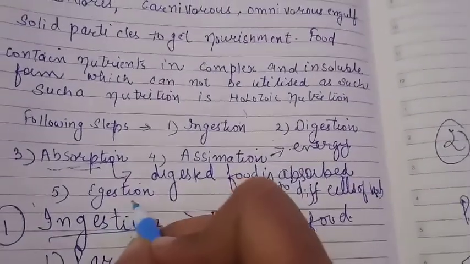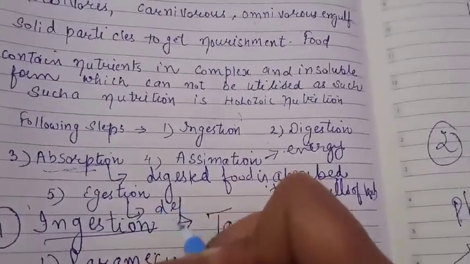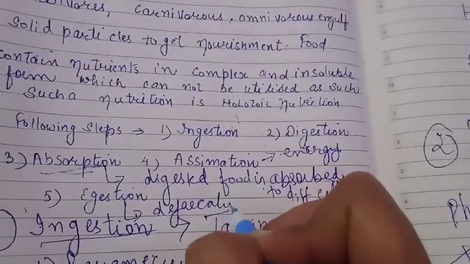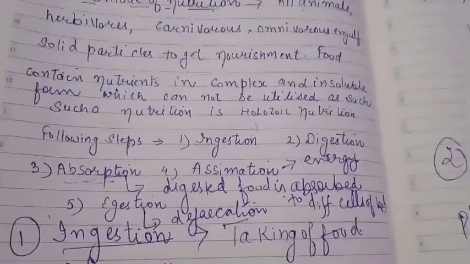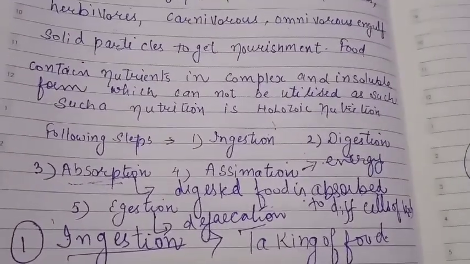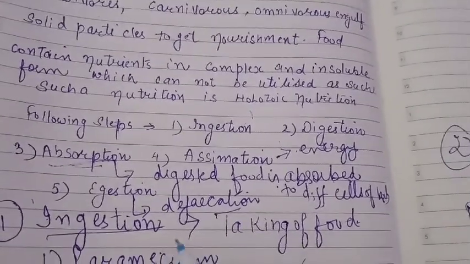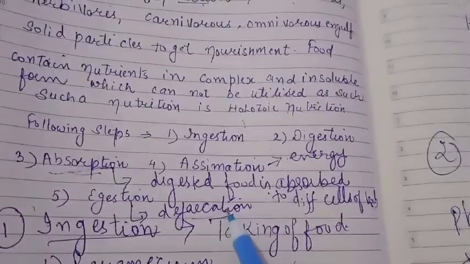And the last step is egestion, or defecation, as fecal matter, the undigested part, is egested out. The removal of fecal matter is called egestion or defecation.